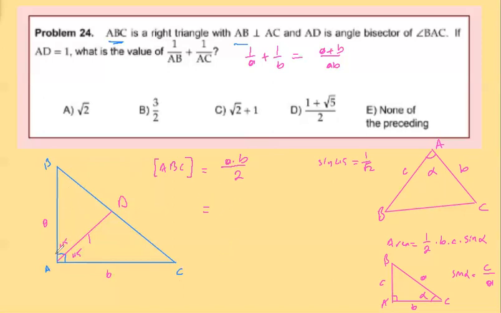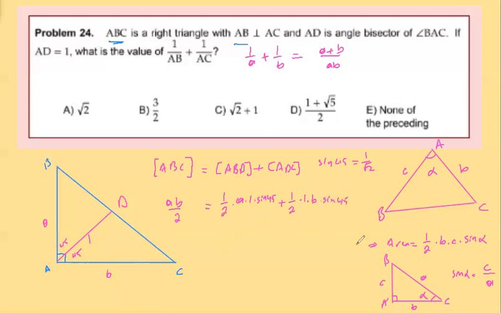The area of ABC will be the area of ABD plus ADC. Okay, so ABC is AB over 2, and ABD is 1/2, based on the sine formula that we were talking about, times A times 1 times sine 45. We do know sine 45 is 1 over root 2, but let's leave it for now. And plus the same thing for the area of this triangle: 1/2 times B times sine 45.